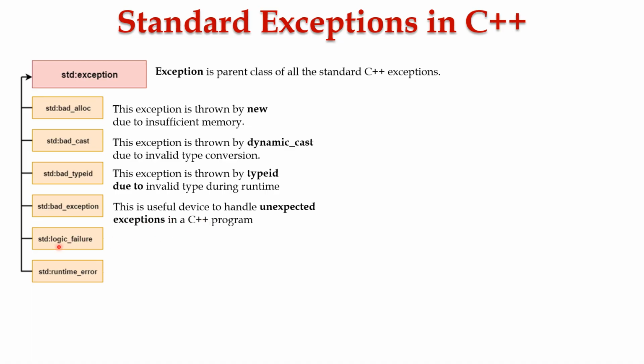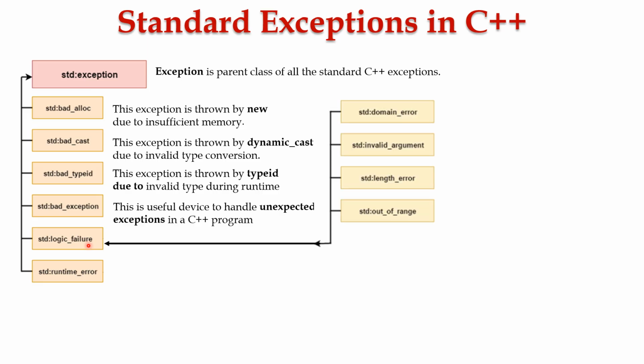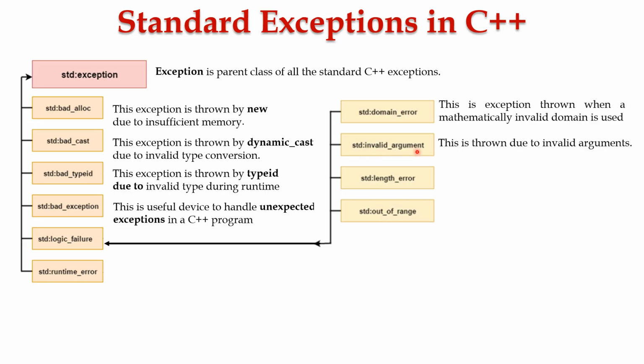The next subclass is logic_failure. In turn, it has many subclasses. The first one is domain_error. This is an exception thrown when a mathematically invalid domain is used. The next subclass is invalid_argument. This is thrown due to invalid arguments.